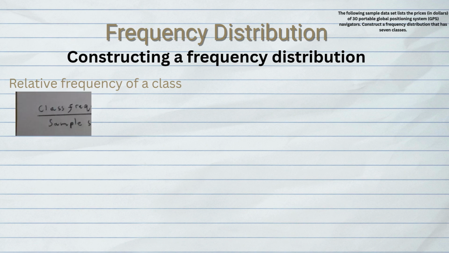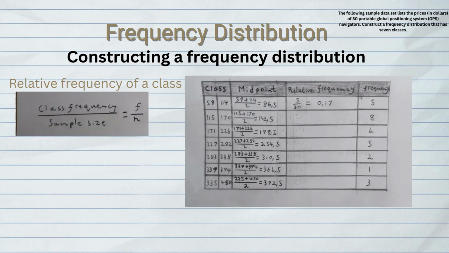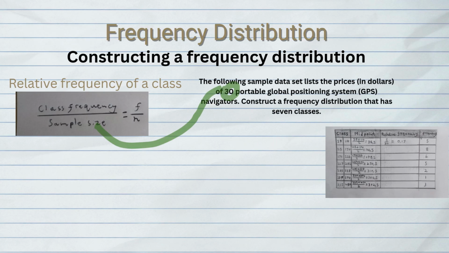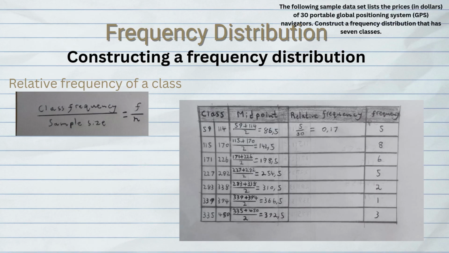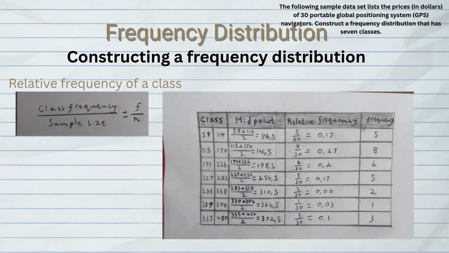For relative frequency of a class, the formula is class frequency divided by the sample size. Remember, the sample size is given as 30 in the statement. So we say 5 divided by 30 to get 0.17. Then do the same to the rest.